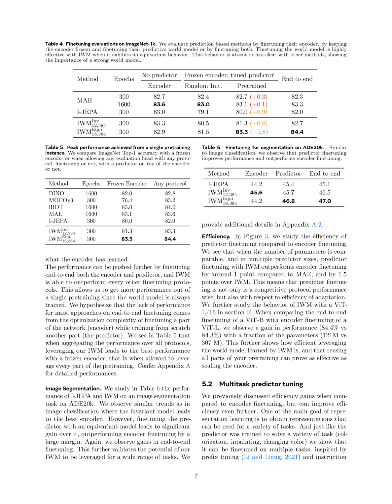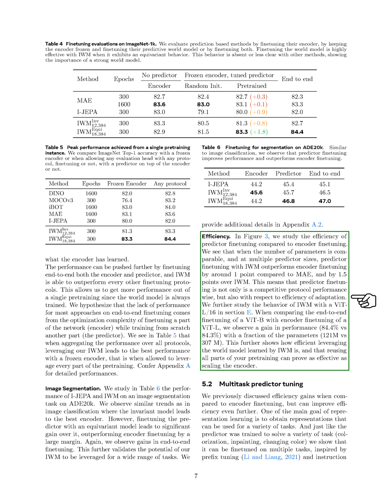Section Summary. In this section, we explore predictor fine-tuning and its impact on various tasks. We find that fine-tuning the predictor with an equivariant model can significantly improve performance over encoder fine-tuning, showcasing the potential of leveraging the learned information in the predictor for different tasks. Additionally, we observe that predictor fine-tuning with an invariant world model, IWM, not only enhances performance but also proves to be more efficient compared to encoder fine-tuning, demonstrating the effectiveness of this approach in adapting to new tasks.